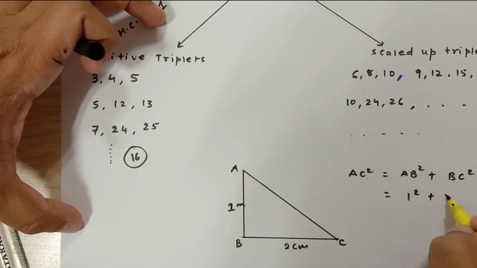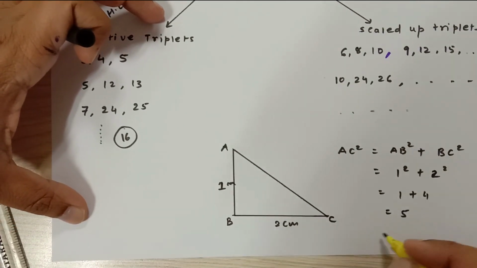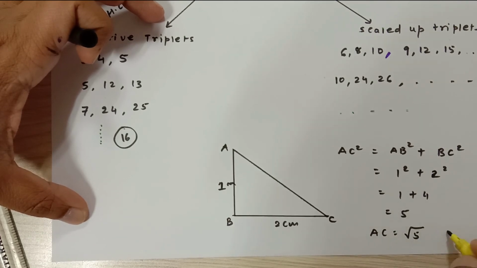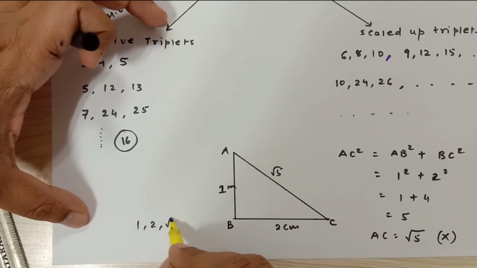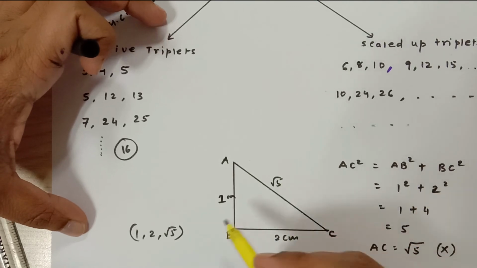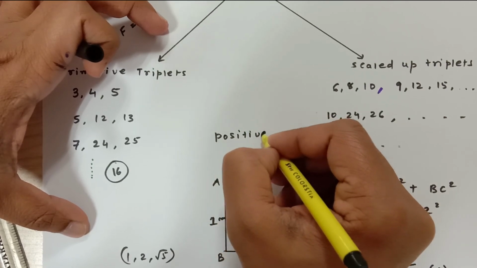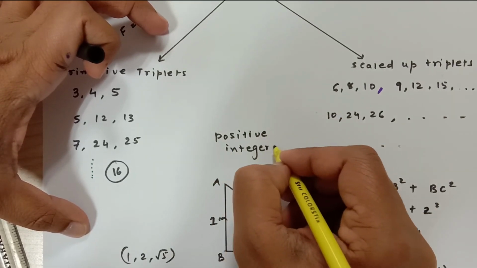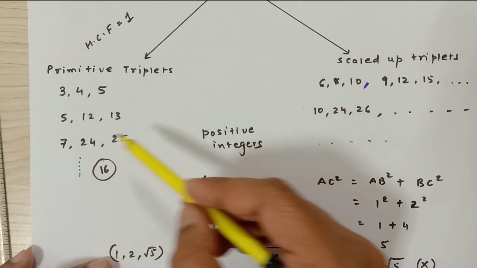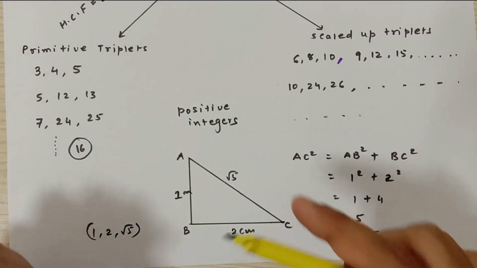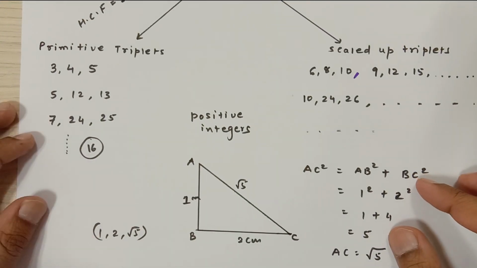This becomes 1 square plus 2 square. This is 1 plus 4. This is 5. So AC is equal to under root of 5, which is not a Pythagorean triplet. So you can't consider 1, 2 and root 5 as a Pythagorean triplet. A Pythagorean triplet has to be positive integers. This is not a positive integer. This is in p by q fraction form. As you can see over here, all these are positive integers. So any set of three numbers which obey the Pythagoras theorem cannot automatically be considered a Pythagorean triplet.